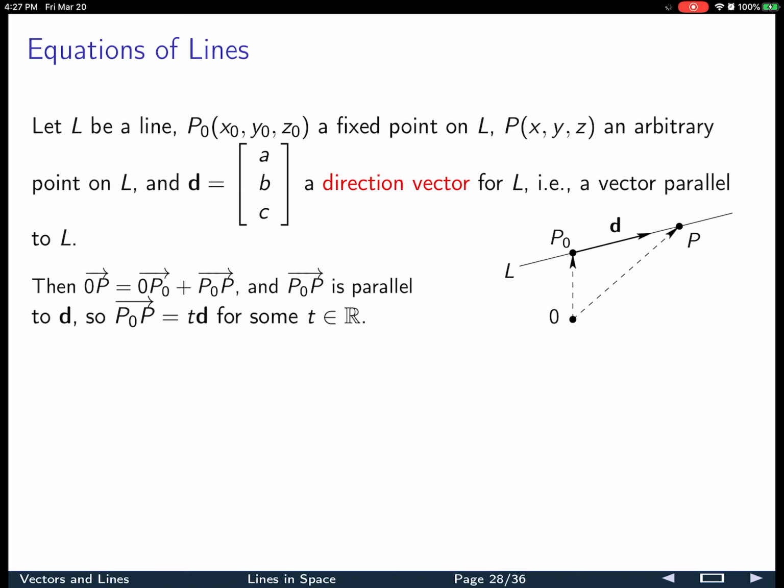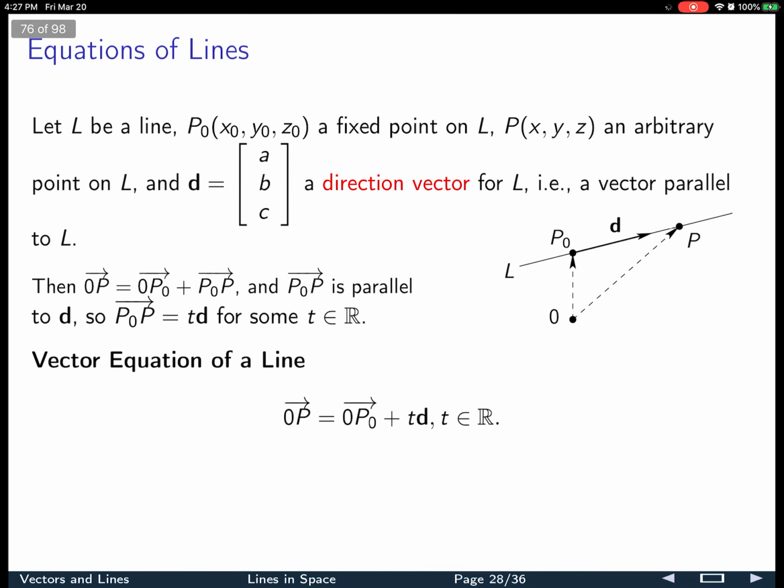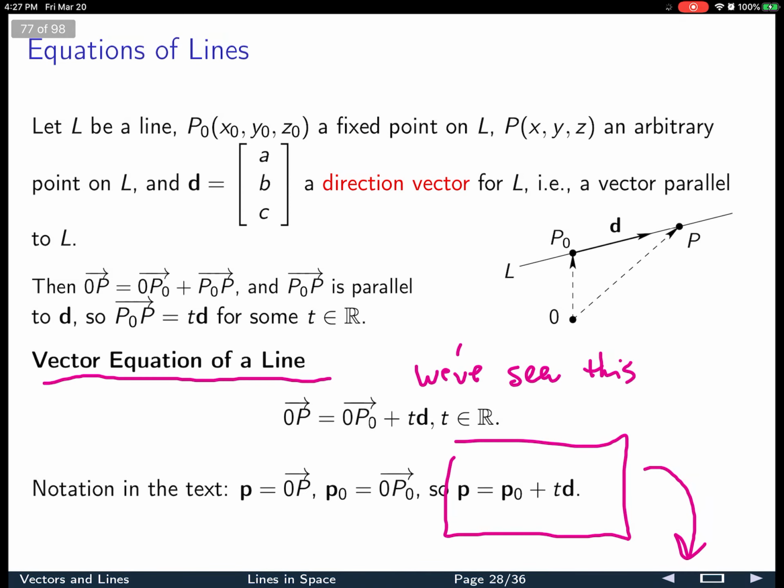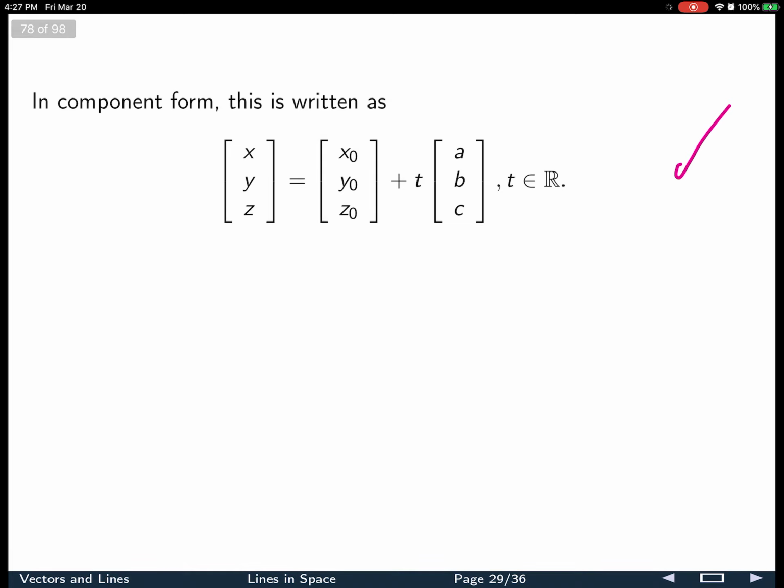All right, and the equations of lines here should seem very familiar. We've seen this before using parametric vector form. Here, the vector d is our direction vector, and the point p0 is our starting point. And so you're going to see this happening very soon. Yeah, that looks familiar, right?